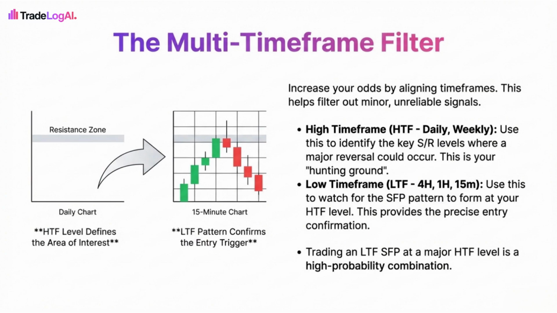This filter boosts probability by aligning timeframes. Use the high time frame, daily or weekly, to mark the major SR hunting grounds. Then drop to a lower execution time frame, 4H, 1H, 15 minutes, to wait for the breach, reclaim, and follow through. An SFP that triggers at a major HTF level and confirms on LTF is a much stronger trade than an isolated pattern in the middle of nowhere.